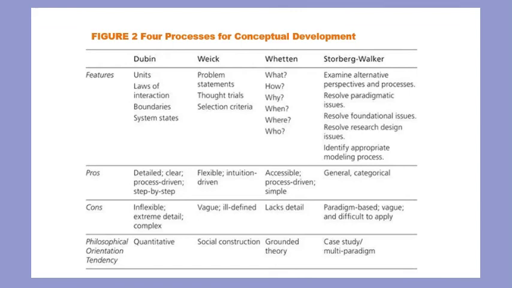Now again, when you look at the cons, according to Dubin, inflexible, right, extreme, and if you go to Stroberg, you have paradigm-based, right? So these are the perspectives from these scholars, and then the philosophical orientation perspective in the last row, ladies and gentlemen. Under Dubin, you talk about the quantitative, right? Under Wake, you talk about the social construction, Wetten, grounded theory, and Stroberg Walker, case study, or multi-paradigm, ladies and gentlemen.